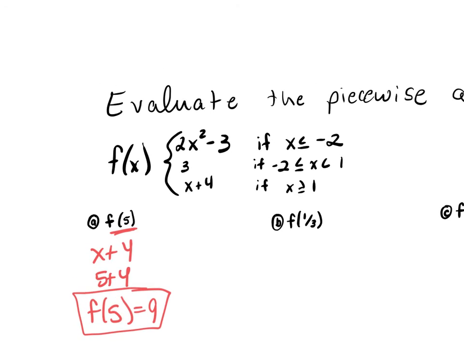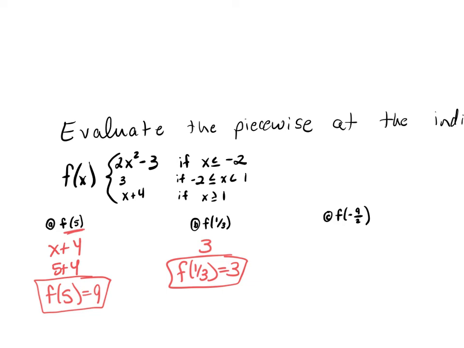F of 1/3, where does 1/3 fall? Is it less than negative 2? Is it between negative 2 and 1, or is it bigger than 1? It's between negative 2 and 1. So what does it say? What's the expression I use? Guys, that's your answer. F of 1/3 equals 3. There's nothing to plug in for x. They're telling you if your x value falls between here and here, the y output is 3. It's not a trick question.